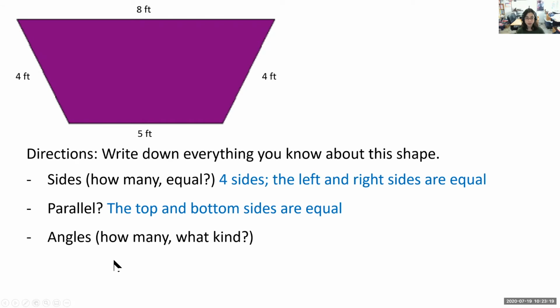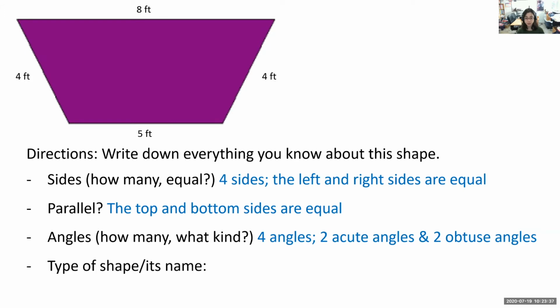So for our answer, we have 4 angles, and what kind of angles are they? We have 2 obtuse angles, 1, 2, and we have 2 acute angles, 1, 2. So 4 angles, 2 acute angles, and 2 obtuse angles.